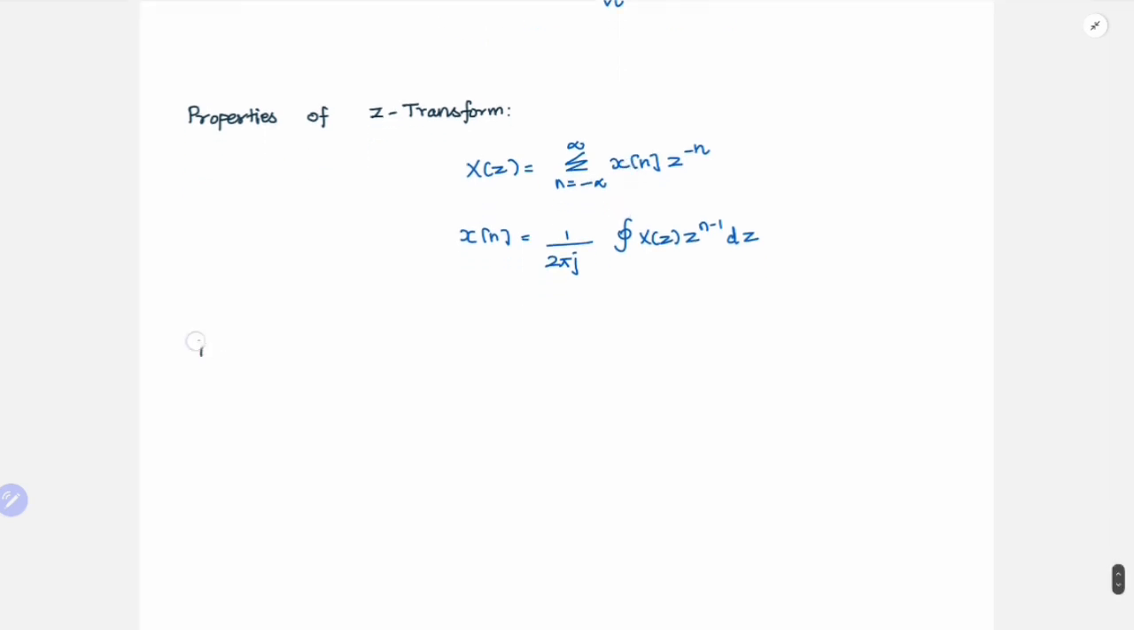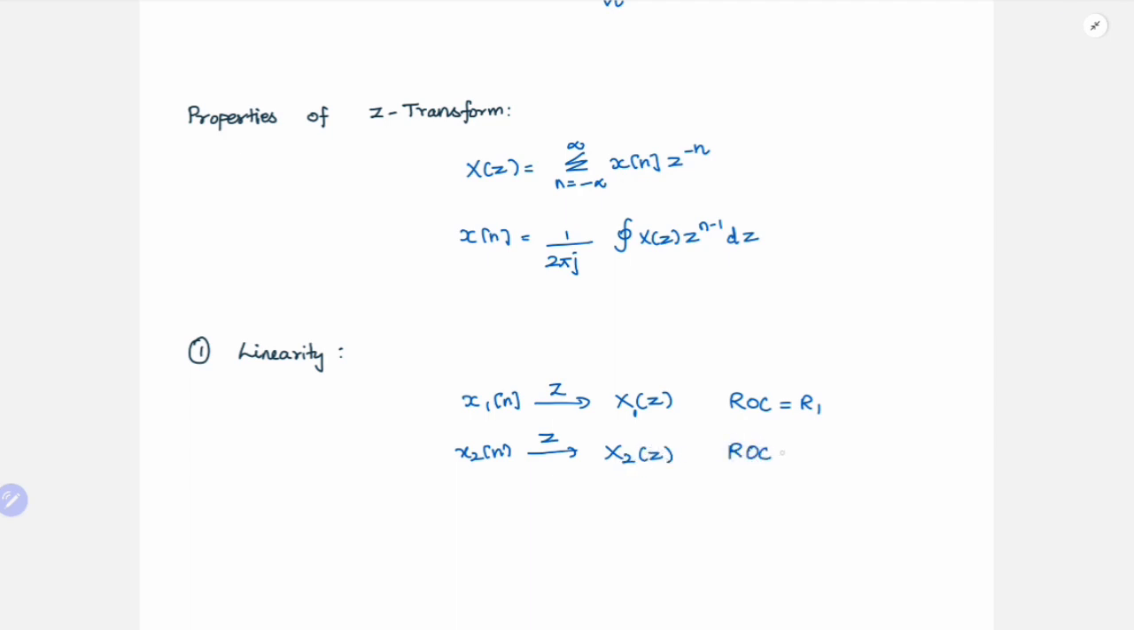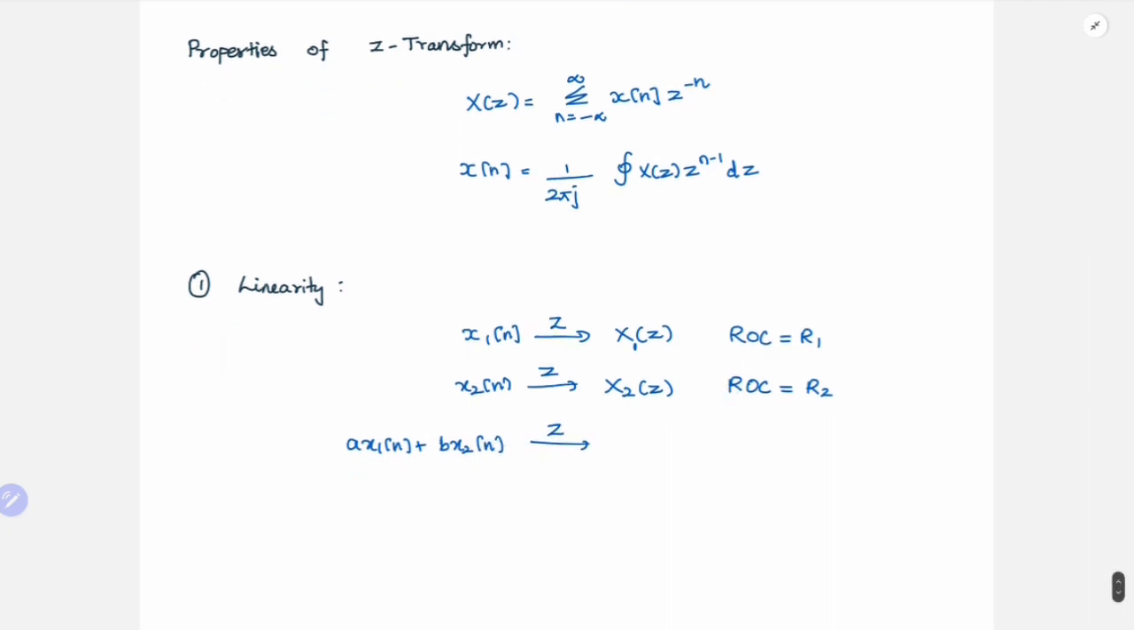So our first property will be the linearity property. So if my x1 of n has a Z transform x1 of z and ROC equal to R1, and x2 of n has Z transform x2 of z with ROC equal to R2, then my a x1 of n plus b x2 of n, what will be its Z transform and ROC.